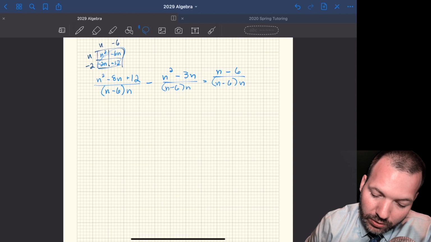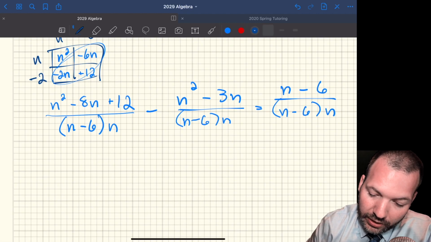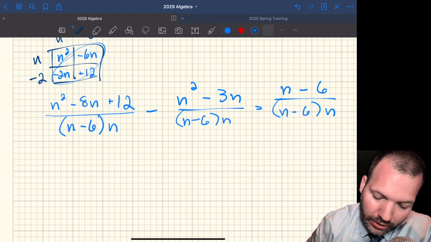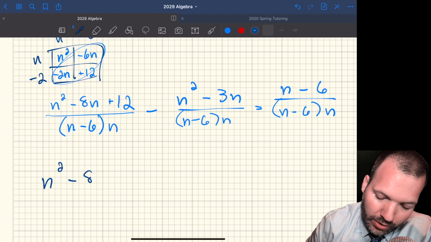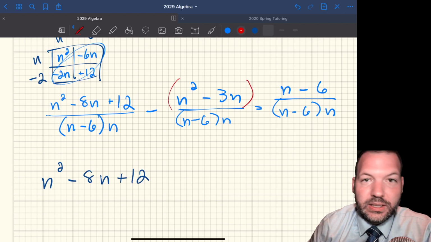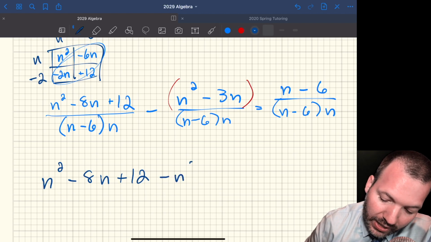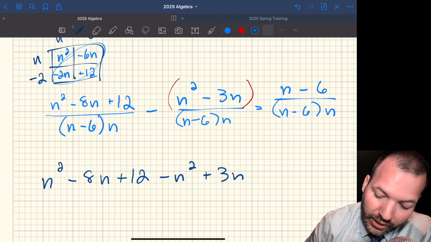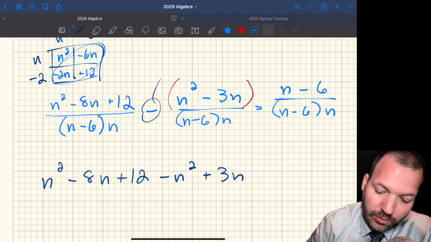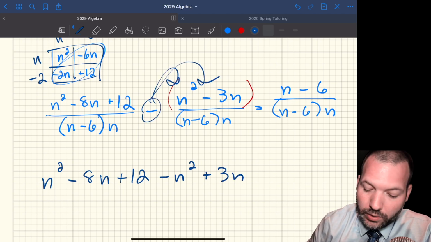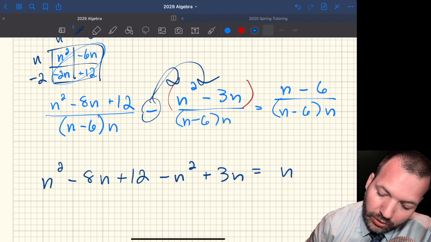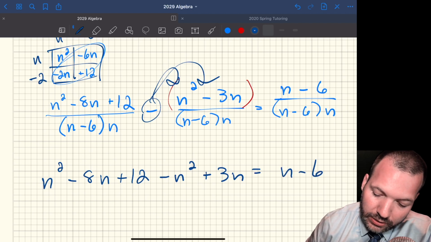I'm actually going to ignore the denominator entirely. I'm just going to start rewriting n squared minus 8n plus 12. Now I do have to make sure I'm subtracting everything in that second expression. So that's minus an n squared plus a 3n, because essentially I'm distributing that negative sign, right? Equals, and then over here, n minus 6.